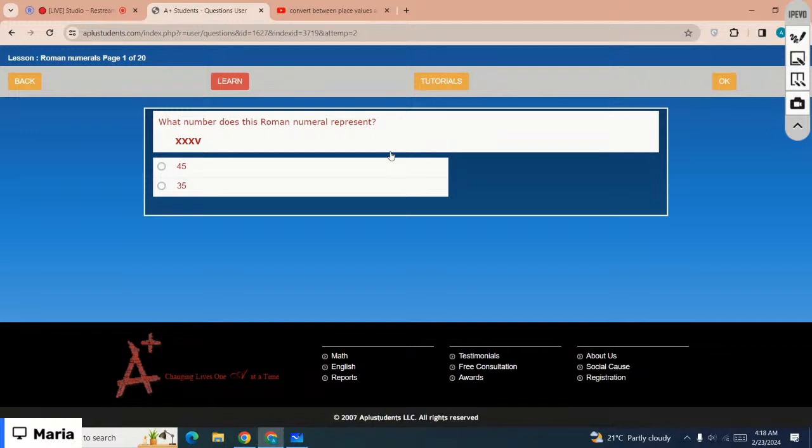X represents the 10. You are given X, X, X, and V. So X is for 10. The second X is for again 10. The third X is for again 10. 10 plus 10 plus 10 makes 30. And V is for 5. So together they make 35. Got it? The correct option is 35.